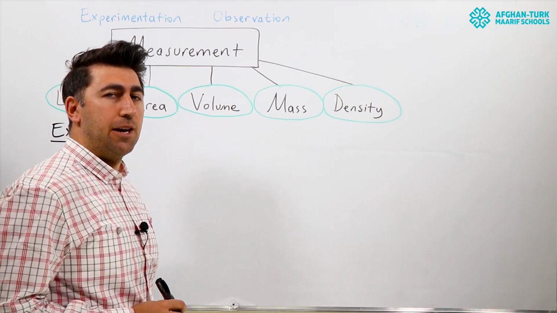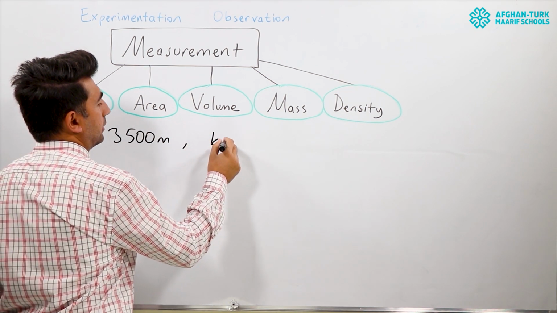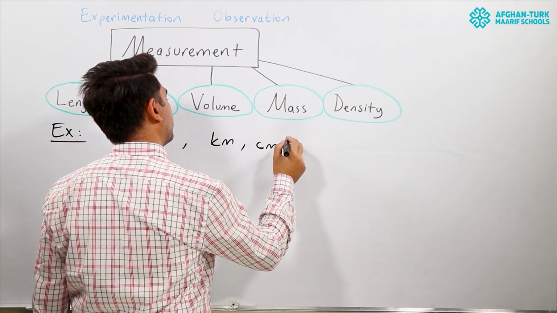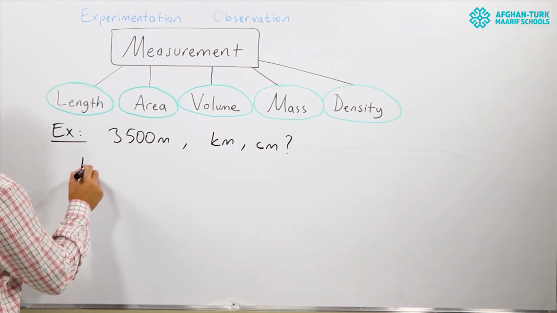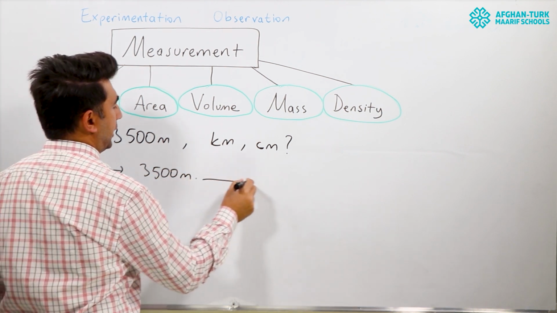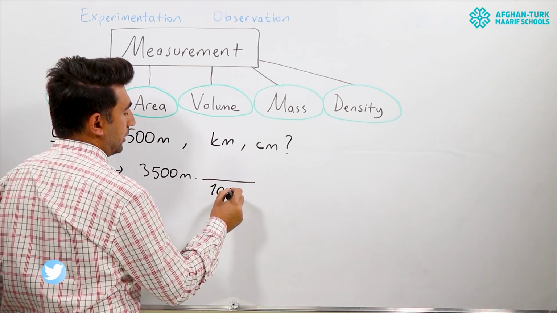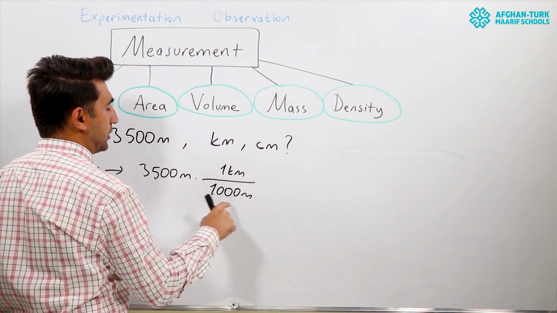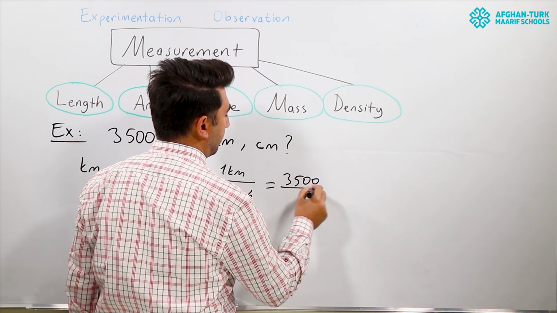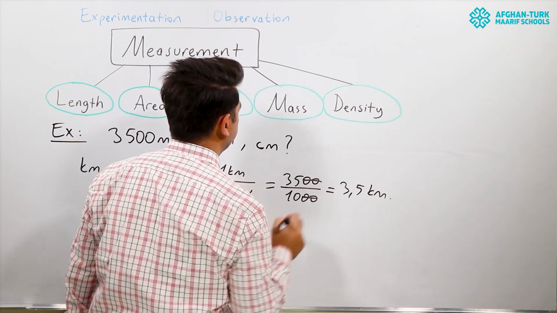Continue. Let's say we have 3500 meter and we are trying to find how many kilometers and how many centimeters it will be. To find the kilometer, first I will write the given number, 3500 meter, times. In order to cancel out, I have to write meter into divider. So 1 kilometer is equal to 1000 meter. I will cancel out this one. So it turns out that 3500 divided by 1000.